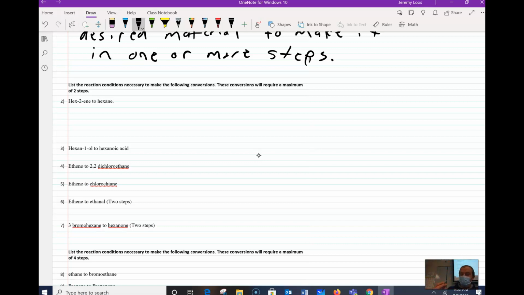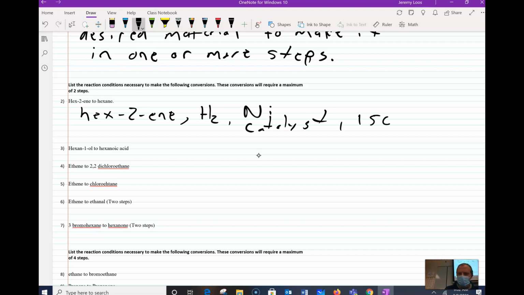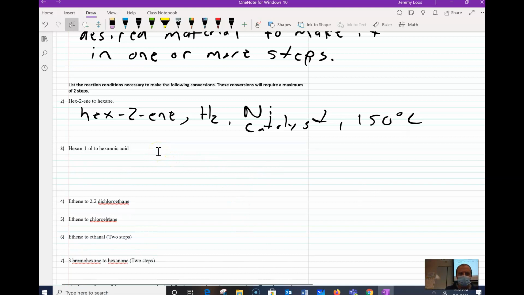So what do we need? Now we want to be as specific as possible when we're doing this. So we need the hex-2-ene itself. We need hydrogen gas. We need the nickel catalyst. And it needs to be pretty hot, so about 150 degrees Celsius. So, these one-steppers, again, assuming we kind of know the reactions anyway, shouldn't be too bad.